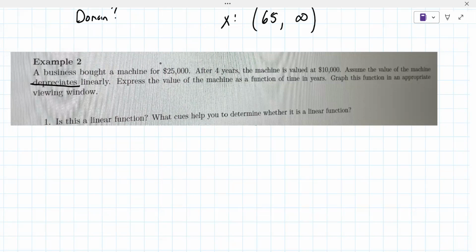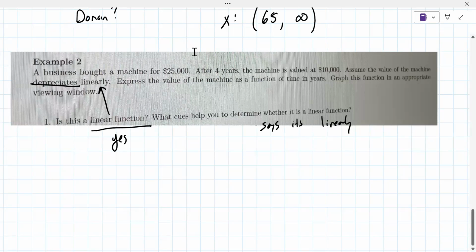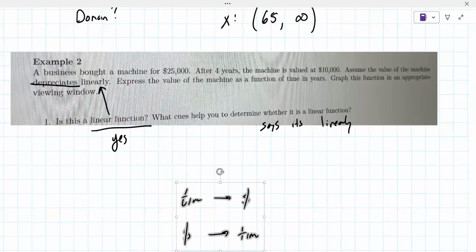Okay, so the first question is the same as before. Is this a linear function? It says that it's linear, so yes, it is. What cues help you determine whether it's a linear function? Well, it says it's linear. It's hard to be any clearer than that. So I actually take that back. Two is the one that starts being the same. You've got to decide which causes which. You can write out both ways. Does time cause money, or does money cause time? Again, I'm just looking at the variables from the information that's given.